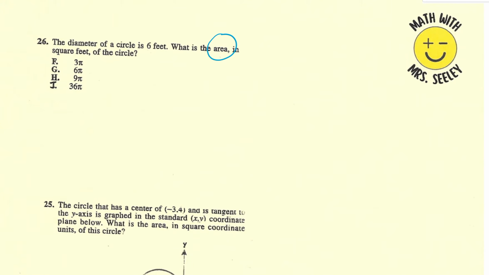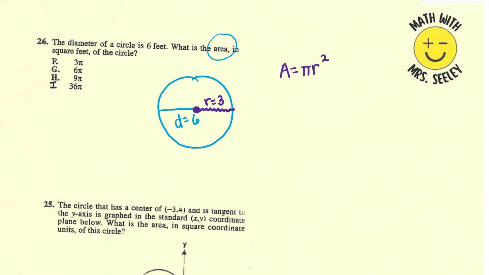It says the diameter of a circle is 6 feet. So what's the area of the circle? Okay, so remember we said diameter is like the equator. If the diameter is 6, that means the radius from the center to the edge would have to be half of that amount, or 3. Our formula for area is pi r squared. So pi times 3 squared, which is 9 pi, or H. Notice this time they left the answer in pi form.